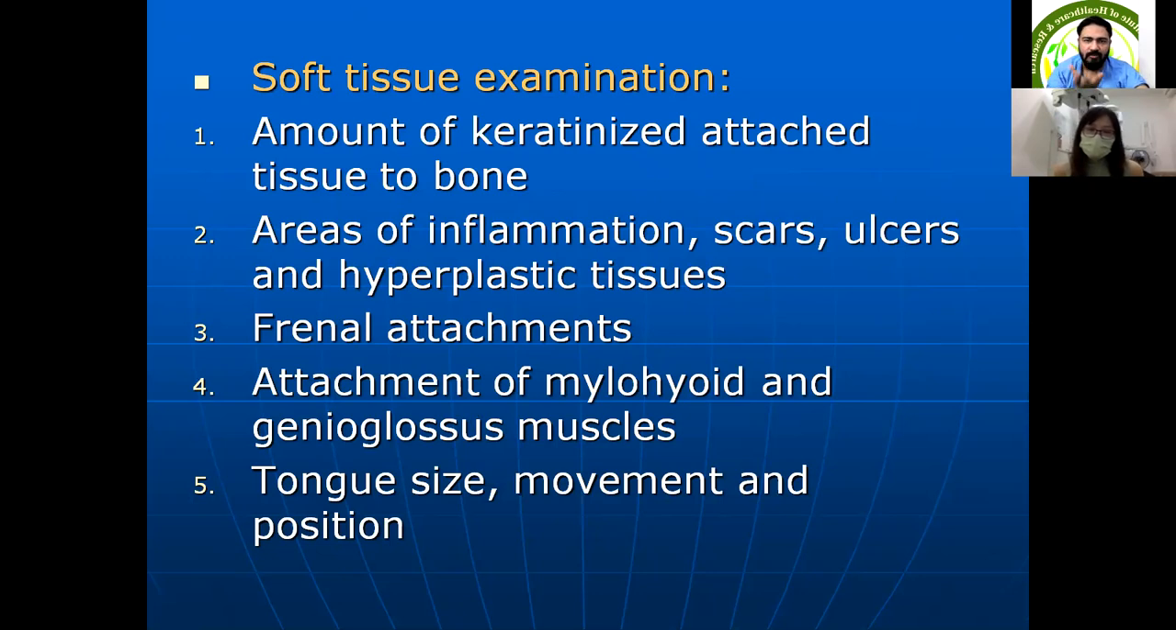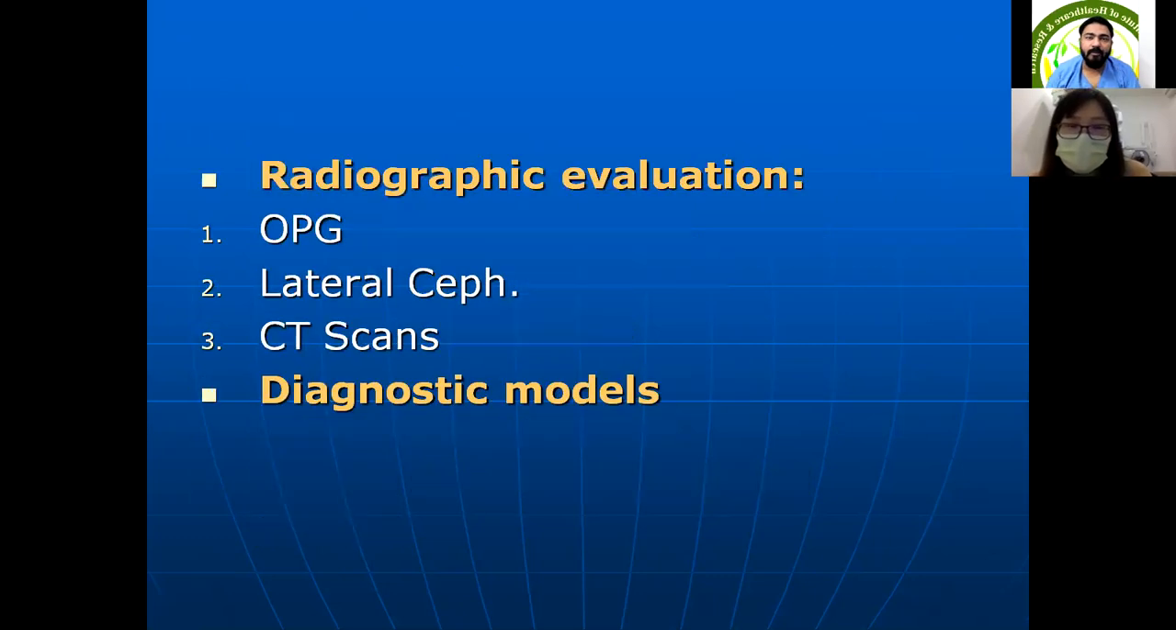Tongue size and movement and position, maybe a macroglossic tongue or a microglossic one. In microglossia, we don't have any problem. But yes, in macroglossia, definitely we have a problem. Plus the movement, as in macroglossia, the patient is protruding his tongue while deglutition. In radiographic evaluation, OPG, lateral ceph and CT scans are there.